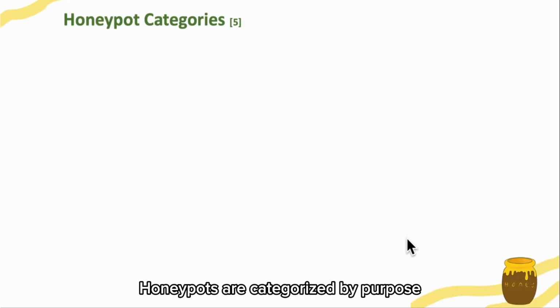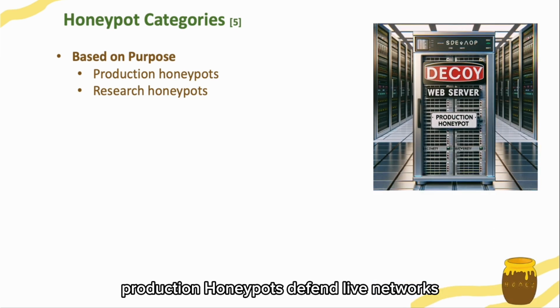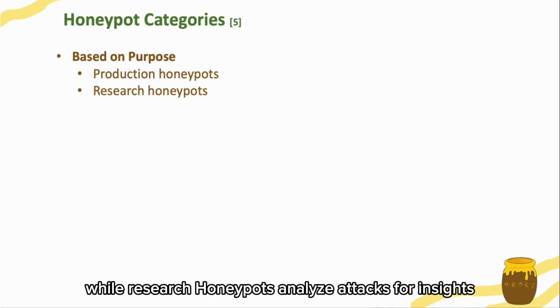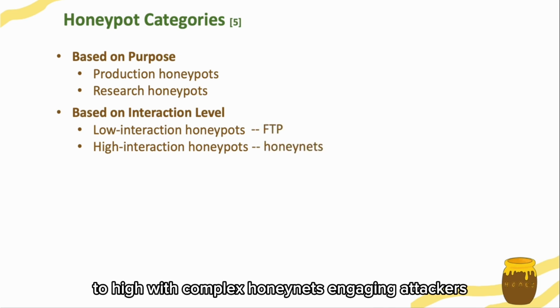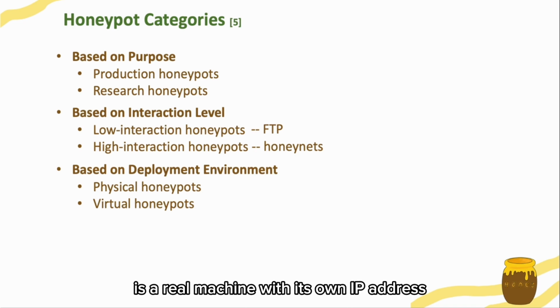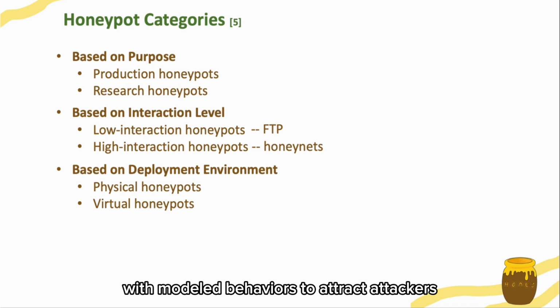Honeypots are categorized by purpose, interaction level, and deployment. Production honeypots defend live networks, detecting threats in real time, while research honeypots analyze attacks for insights. Interaction levels vary from low, like simple FTP service emulation, to high, with complex honeypots engaging attackers. Lastly, deployment can be either physical or virtual. A physical honeypot is a real machine with its own IP address. A virtual honeypot is a simulated machine in a virtualization environment such as VMware, with modeled behaviors to attract attackers.